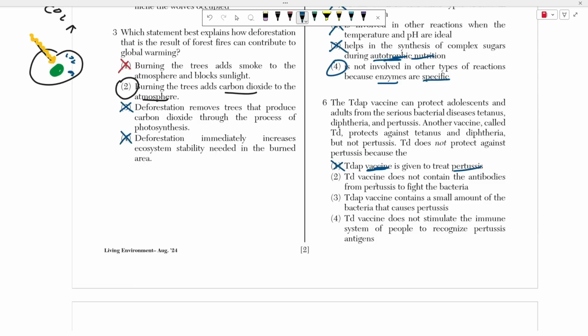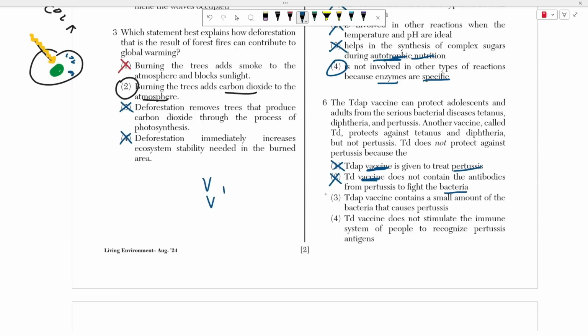Again, vaccines are to prevent you from getting diseases in the future. They're not to treat it. 2, TD vaccine does not contain the antibodies from the pertussis to fight the bacteria. Vaccines do not help you fight bacteria. Vaccines give you protection from viruses. Vaccine, virus, they both have a V as their first letter, okay? So this has nothing to do with bacteria.